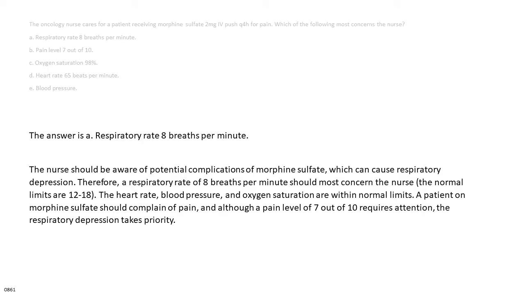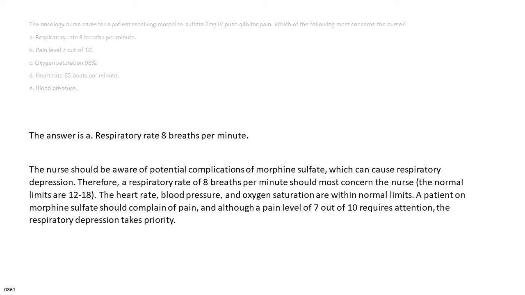The answer is A. Respiratory rate 8 breaths per minute. The nurse should be aware of potential complications of morphine sulfate, which can cause respiratory depression. Therefore, a respiratory rate of 8 breaths per minute should most concern the nurse. The normal limits are 12-18. The heart rate, blood pressure, and oxygen saturation are within normal limits.